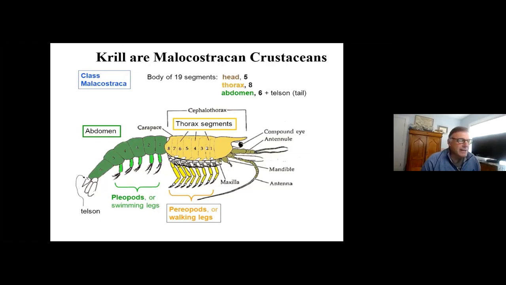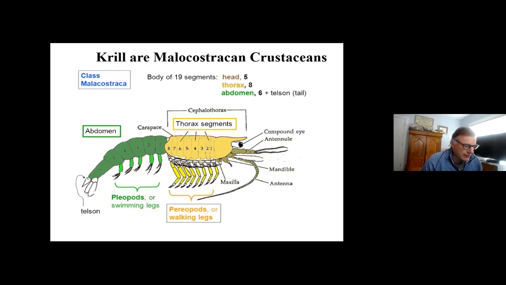So malacostracans have a very unique body plan. They have an 8+6 formula for their thorax and abdomen, and that's a universal trait among all malacostracans. The thorax is usually combined with the head and covered by a carapace, which makes it a single structure called the cephalothorax, which is just a merger of those two body segments. And then the abdomen is usually separate. People who ever clean shrimp are probably very familiar with this basic body structure of a crustacean.